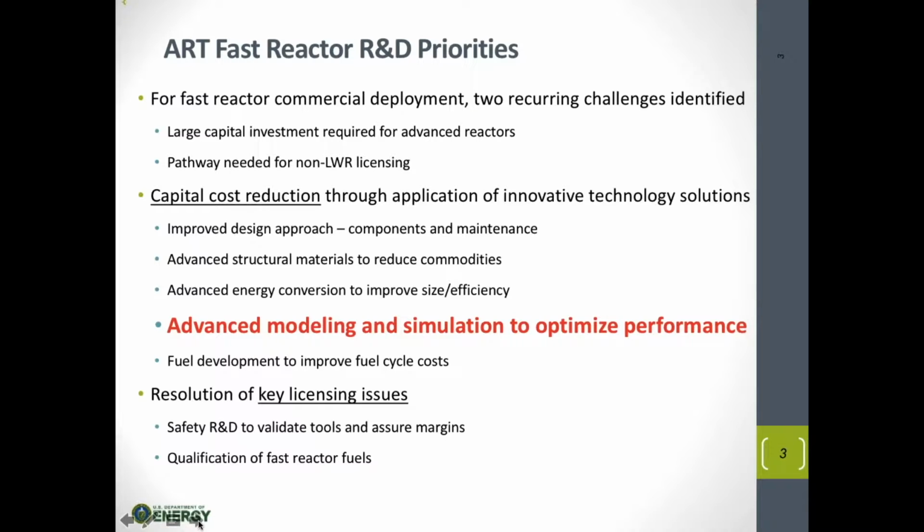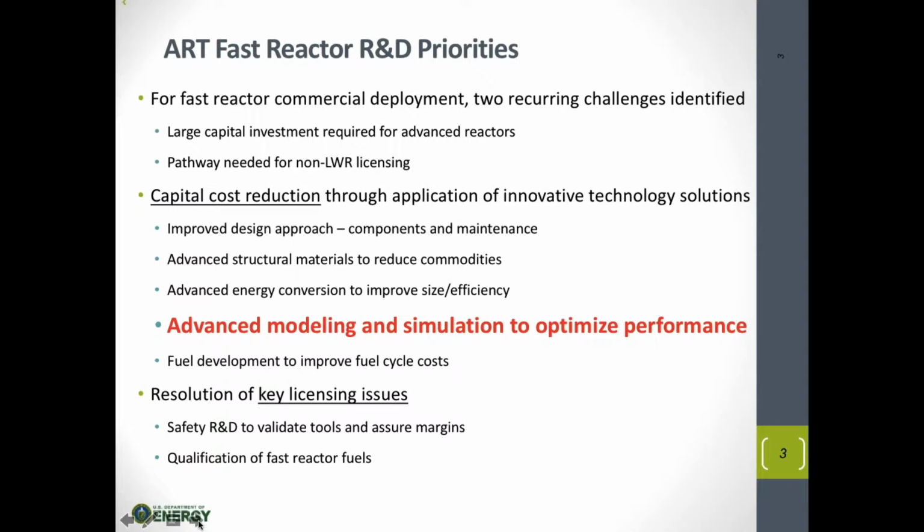To meet these objectives, the ART program's Fast Reactor program has prioritized its research and development to address two recurring issues with advanced reactors. The first is to reduce the large capital investment required to develop advanced reactors, and the second is to develop a pathway for non-light water reactor licensing. To achieve cost reductions, we look to apply innovative technology solutions. One area is an improved design approach on components and maintenance for prospective plants.